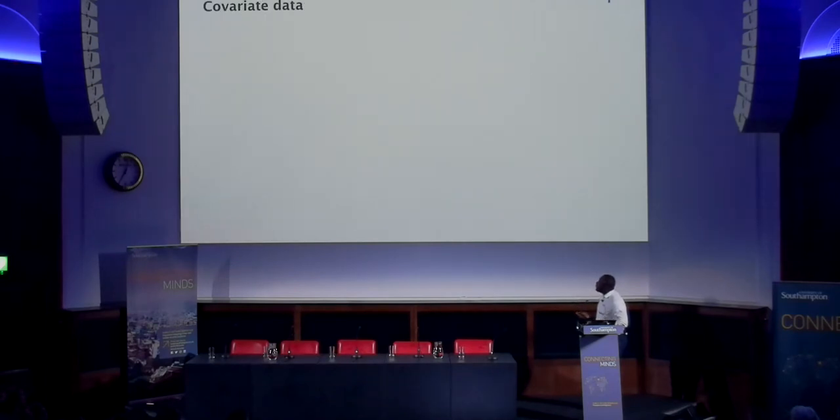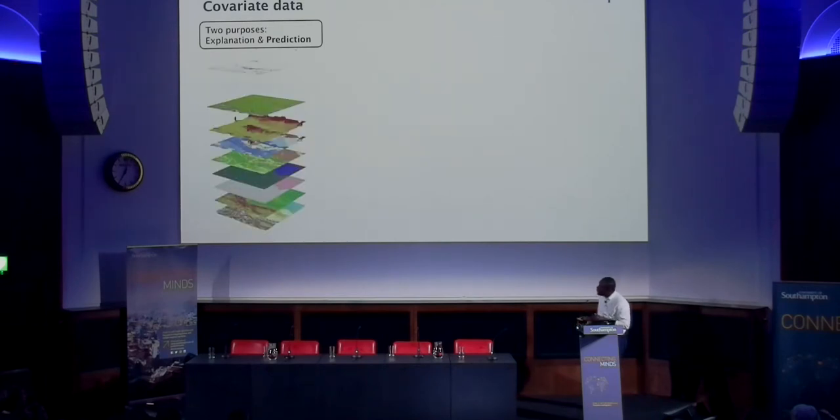But to do this, we need some covariate information. We need data on factors that are related to vaccination coverage. Now, covariate data serve two purposes in vaccination coverage mapping. They help explain the variation that we observe in coverage levels, and they allow for more accurate prediction of vaccination coverage. So for this work, we have a lot of covariates that we use.